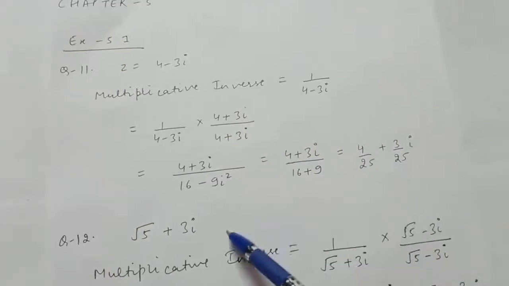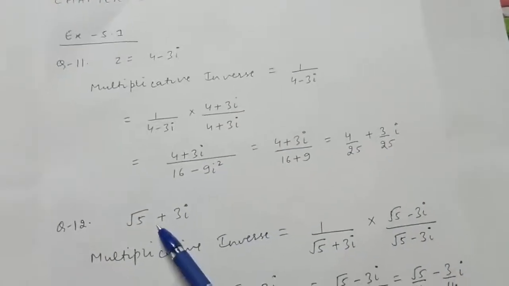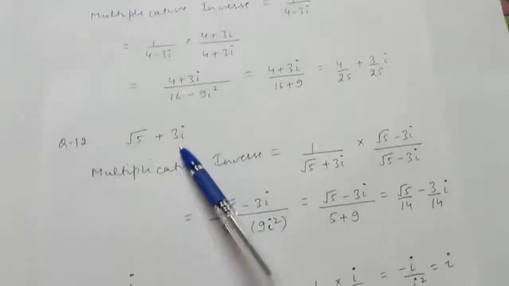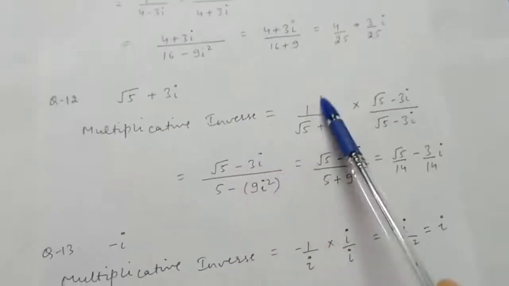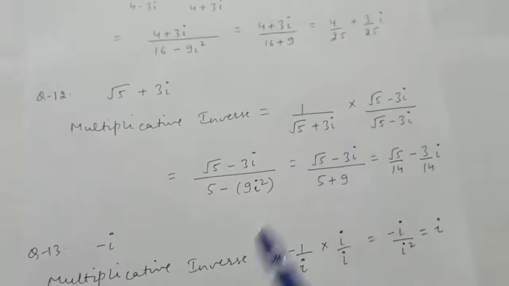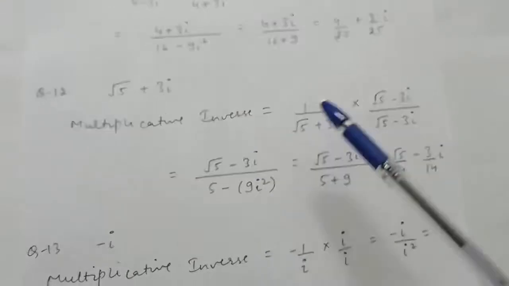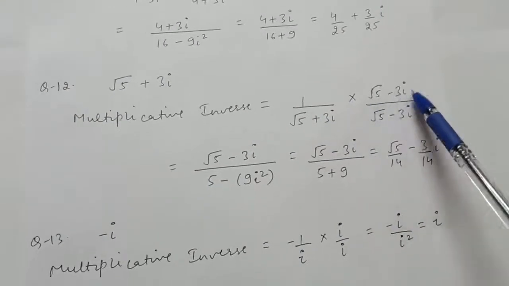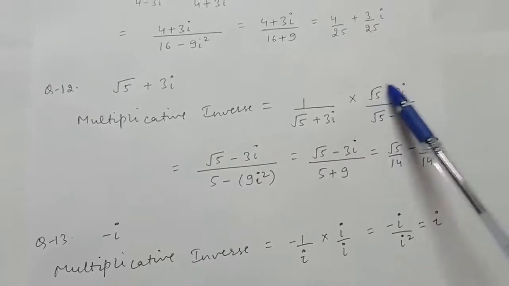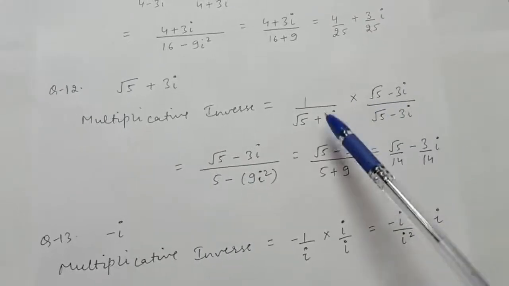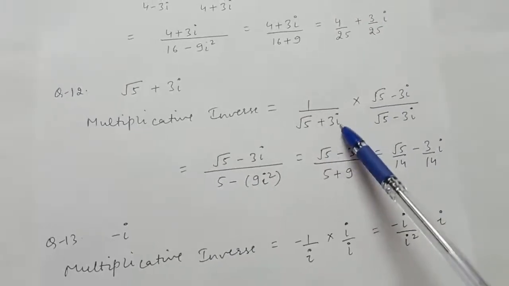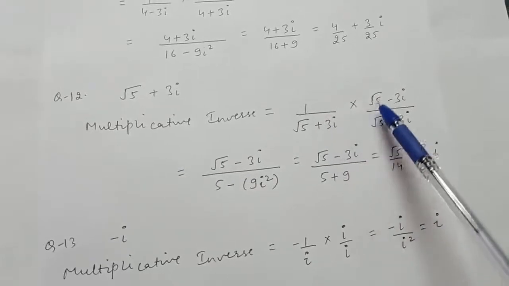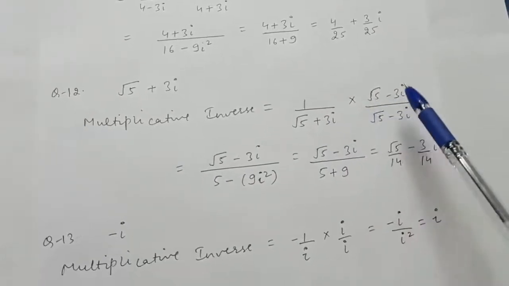Now next question 12th is root 5 plus 3 iota. So multiplicative inverse of this is 1 upon root 5 plus 3 iota. Now rationalize it with root 5 minus 3 iota. Why this? Because you have to change the sign of the term which is with iota. Therefore rationalize it with root 5 minus 3 iota.